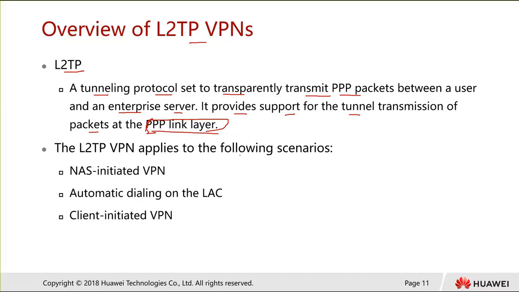L2TP VPN applies to three scenarios. We have the NAS-initiated VPN, we also have automatic dialing on the LAC, and also client-initiated VPN. NAS-initiated VPN basically means, for example, the branch or site-to-site scenario. If anything wants to send traffic over to the other side of the network, then the NAS, the network access device here, will connect the VPN automatically.